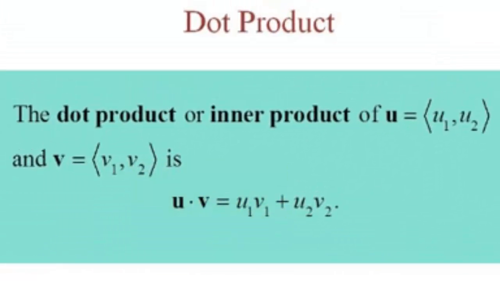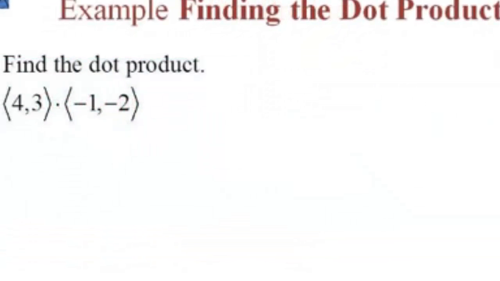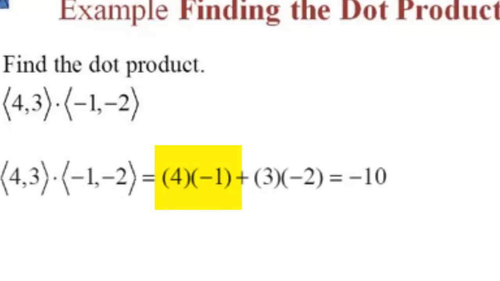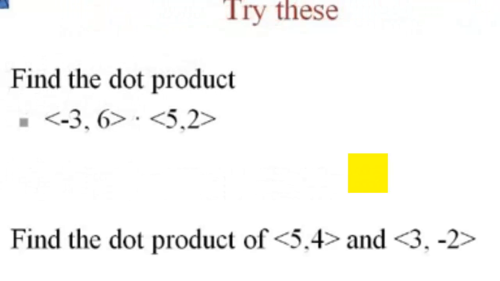To find the dot product of two vectors, you multiply the corresponding components and add them together. So the dot product of vector u and vector v is u1 times v1 plus u2 times v2. To find the dot product of the vector 4, 3 and the vector -1, -2, we multiply 4 times -1 plus 3 times -2, and we get the scalar -10. Try these. Find the dot product of the given vectors.